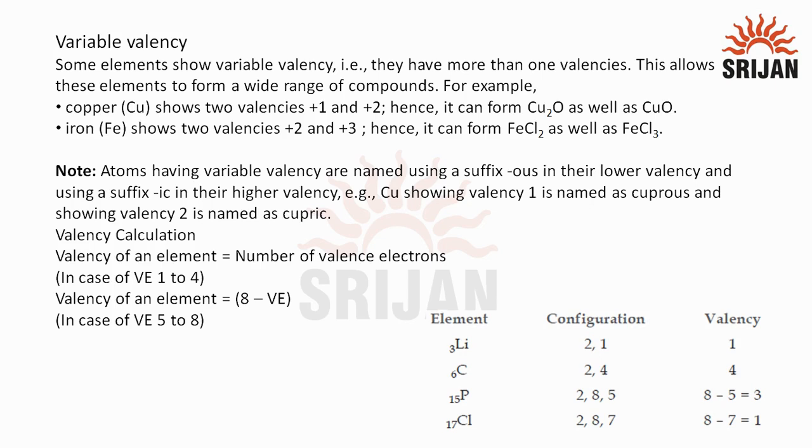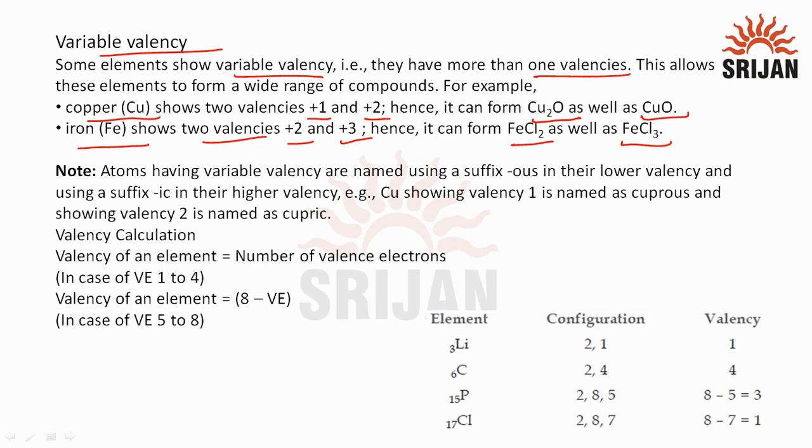Now we see the variable valency. Some elements, as we have seen earlier, show variable valencies, that means they have more than one valency. For example, copper shows two valencies of +1 and +2, so it can form two compounds with oxygen, Cu2O and CuO. Another example is iron. It shows two valencies of +2 and +3, so it can form FeCl2 as well as FeCl3.